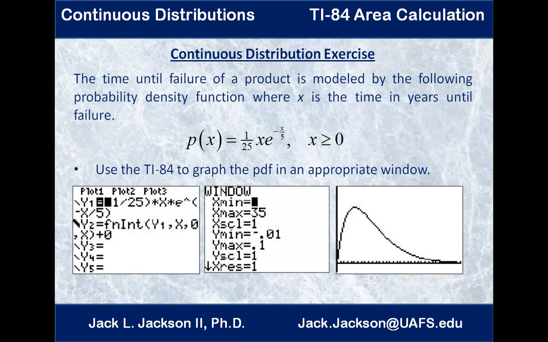So, of course, when you have to do this by putting it in y1, parentheses 1 divided by 25, parentheses times x times e to the power, it'll open parentheses for you, negative x divided by 5, close parentheses. Make sure this is a negative, not a subtract. Turn off y2, but don't delete it because we may need it later. Choose a window, a little trial and error back and forth until we get a good looking window. And there's a nice little graph. You can tell it's skewed to the right a little bit, but we have a nice little smooth curve.